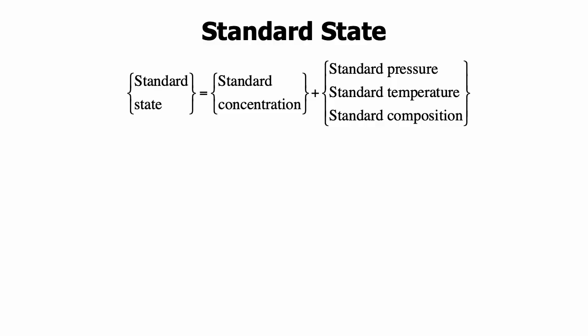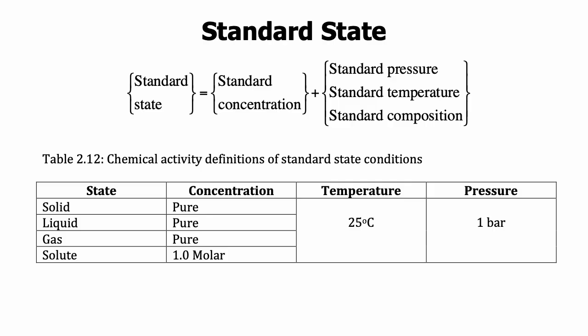The standard state is going to be a function of the standard concentration, a standard pressure of 1 bar, standard temperature of 25 degrees, and standard composition of compounds. Here we see the temperature and pressure remain the same, but depending upon the state, will determine how we define our pure or unit activity.